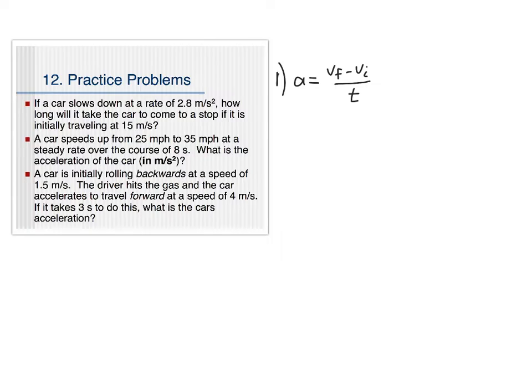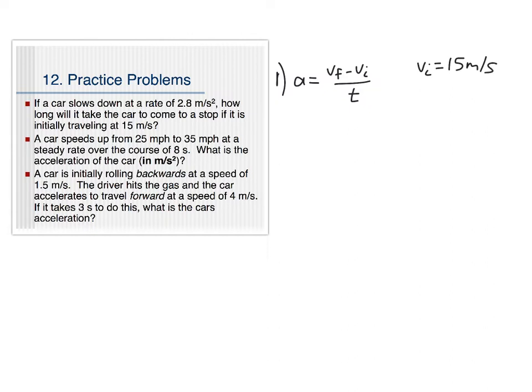So starting with this first one, we have a car slows down at a rate of 2.8 meters per second squared. How long will it take the car to come to a stop if it is initially traveling at 15 meters per second? So I'm going to start by identifying what things I know. This is the equation I'm going to be using, because it's the only one we've learned so far, but also that links acceleration to velocity. And so things I know: it's initially traveling at 15 meters per second.